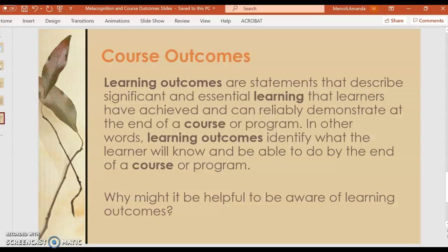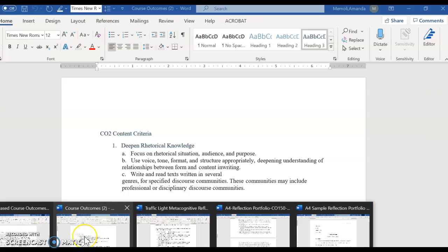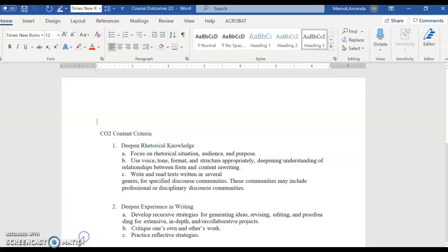So as a reminder, let's also return to course outcomes and give ourselves a quick definition of that. Course outcomes or learning outcomes are statements that describe significant and essential learning that learners have achieved and can reliably demonstrate at the end of a course or program. In other words, learning outcomes identify what the learner will know and be able to do by the end of the course or program. And then we have here a list of course outcomes.